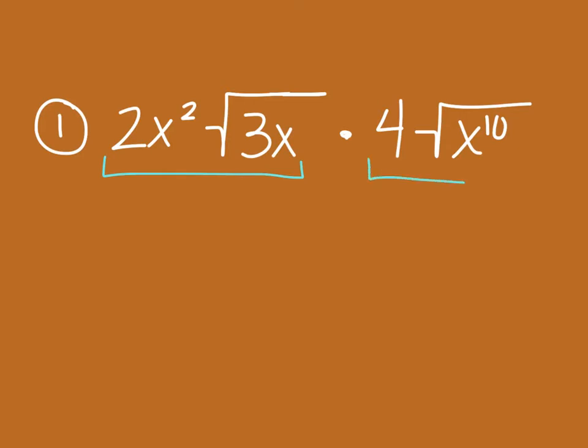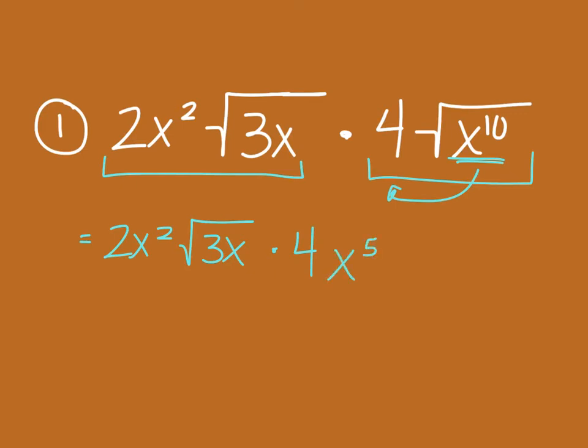Then if we look at the next one though, I have x to the 10th on the inside, and I know that can be simplified even more. So now my problem is 2x squared square root of 3 times x times 4, and there's 5 groups of x squared, so it's going to be x to the 5th, and nothing is left in the radical, so that went away. Now, when you multiply, everything on your outside multiplies and everything on your inside multiplies.